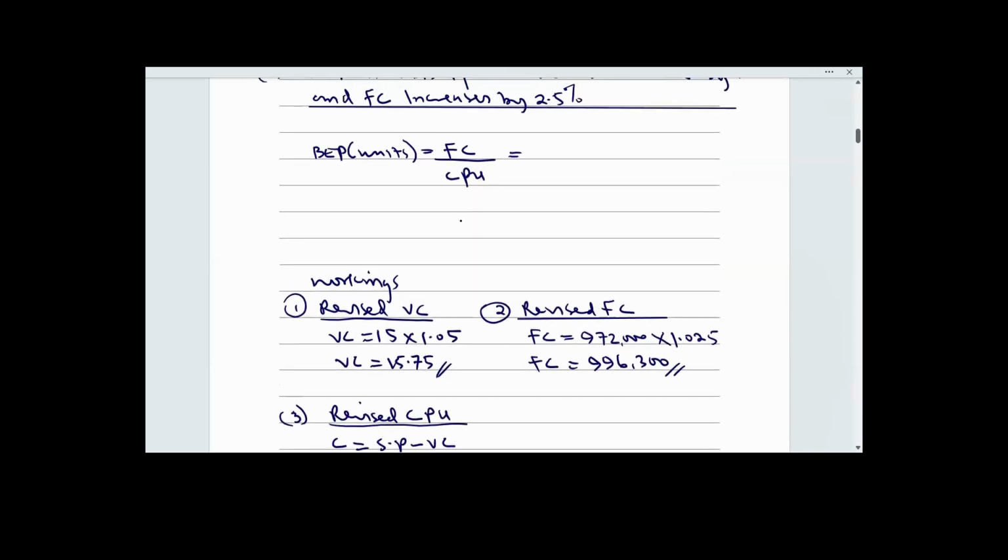So in this case, the revised fixed cost is now 996,300 divided by 4.25. Give it to me. What do you have? 234,424 units. Okay. That's it. Correct. That's end of the question. So it's as simple as that.